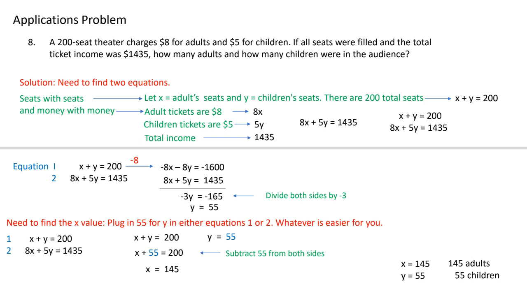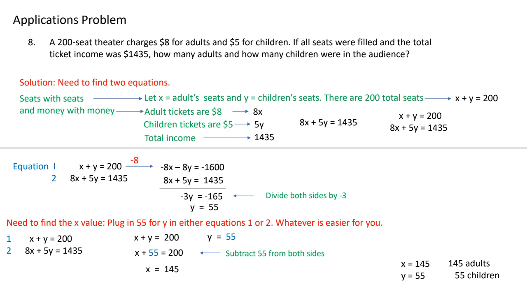And these are linear equations. X plus Y is equal to 200. 8x plus 5y is equal to 1,435. So for me to solve for the number of adult tickets sold and the number of children's tickets sold, I'm going to solve. And again, we can use any method. We can use substitution, we can use elimination, we can graph them. But for our purposes, let's go ahead and use the elimination method.